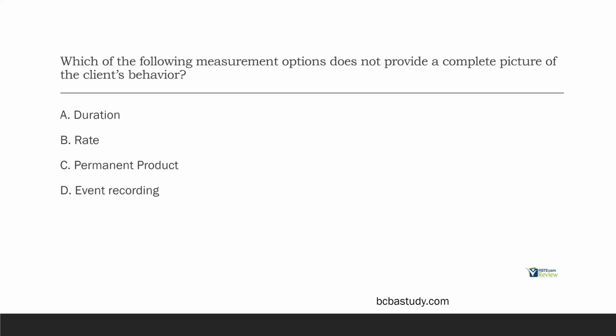Event recording is continuous, so you should be recording every time something occurs. It's going to give us a more complete picture of the behavior. Duration, rate, event recording, all more complete than C, permanent product.